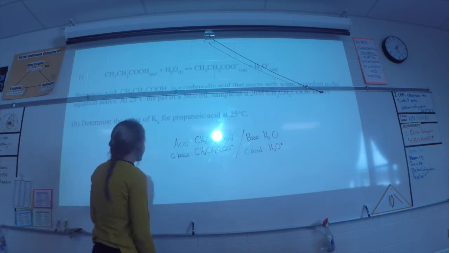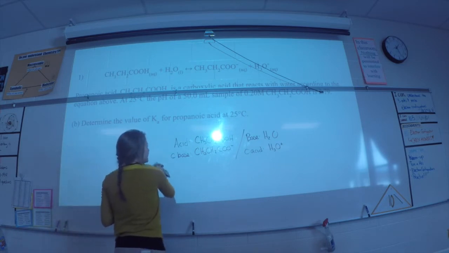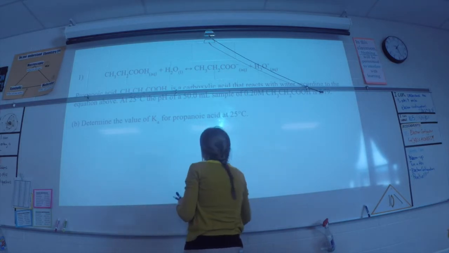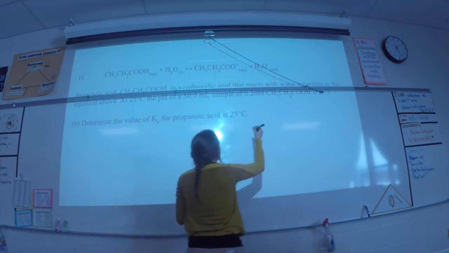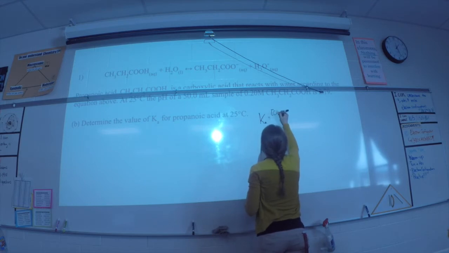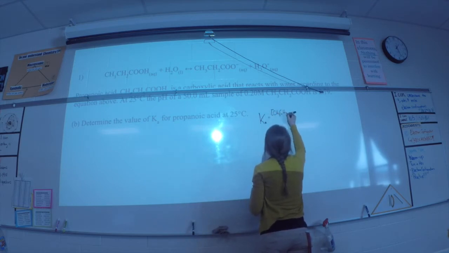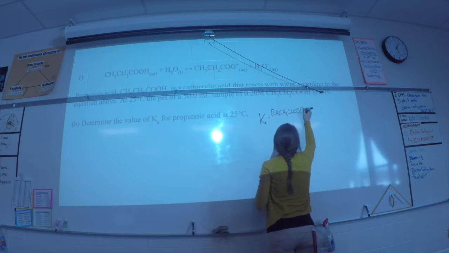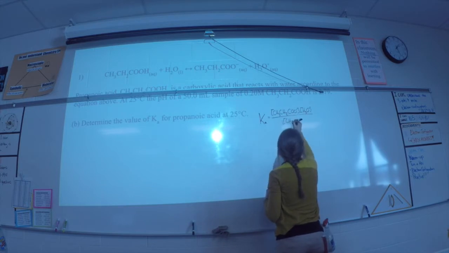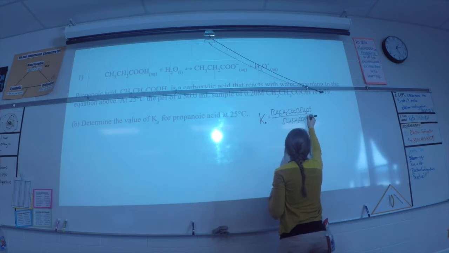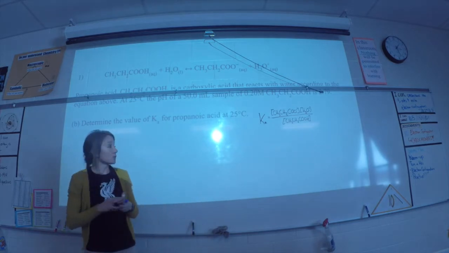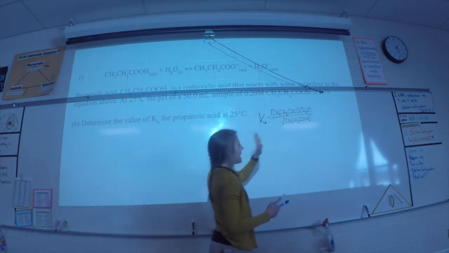Okay, B says, determine the value of Ka for propanoic acid at 25 degrees Celsius. So a lot of you recognized that you knew what Ka was, which is good. So this is our equation up there. The expression for Ka is products over reactants, so it would be the concentration of CH3CH2COO minus times H3O plus over our acid. And then since water is a pure liquid, it's not included in the equilibrium expression. So to find Ka, I need these values at equilibrium.